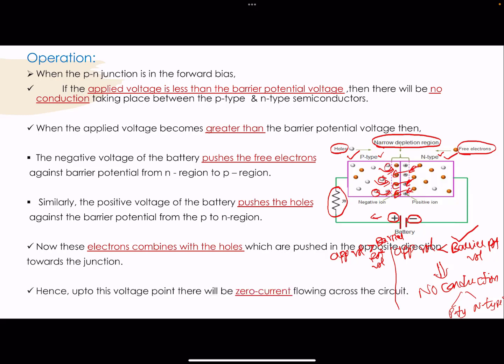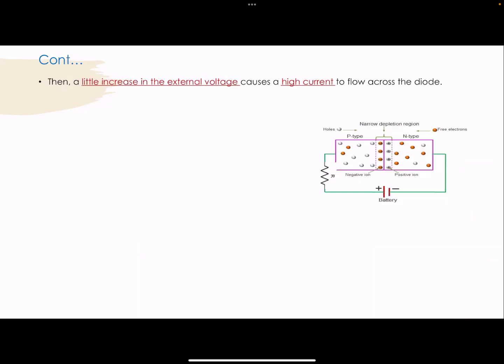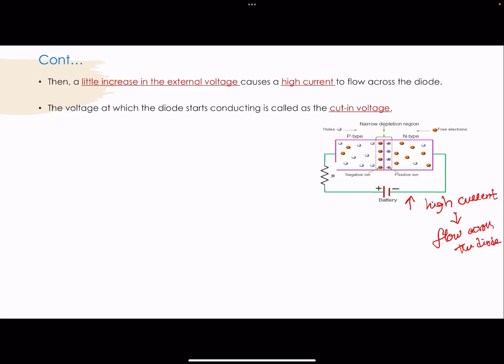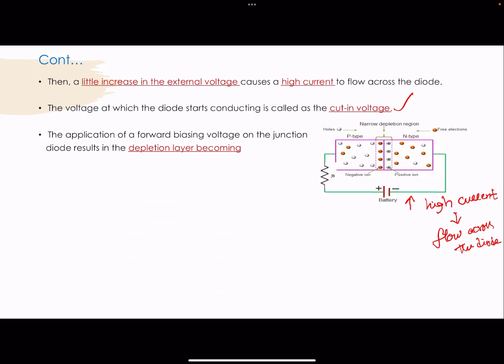Now hence up to this voltage point there will be zero current flowing across the circuit. Then a little increase in the external voltage causes a high current to flow across the diode. Now if we increase the external voltage, then a high current starts to flow across the diode. And the voltage at which the diode starts conducting is called the cut-in voltage. Now the application of the forward biasing voltage on the junction diode results in the depletion layer becoming very thin and narrow. So now if you observe here, the application of the forward biasing voltage on the junction diode causes the depletion layer to become very thin or narrow.